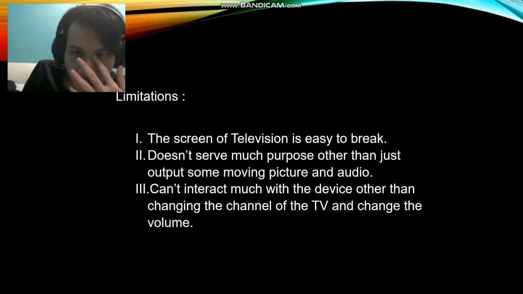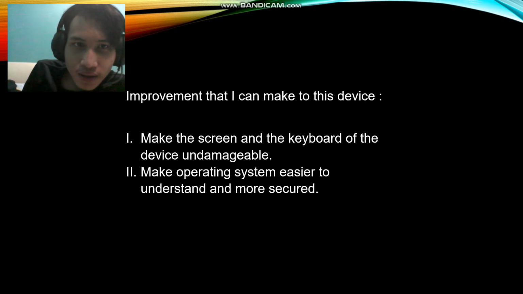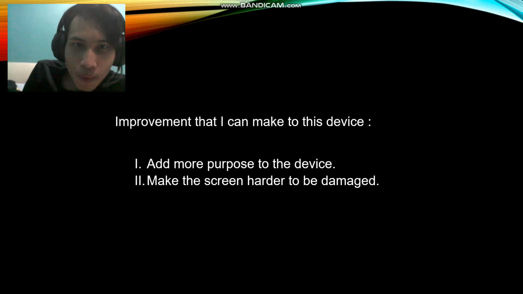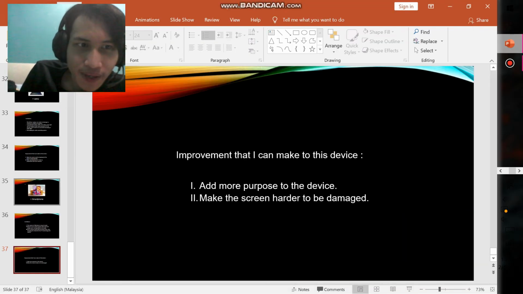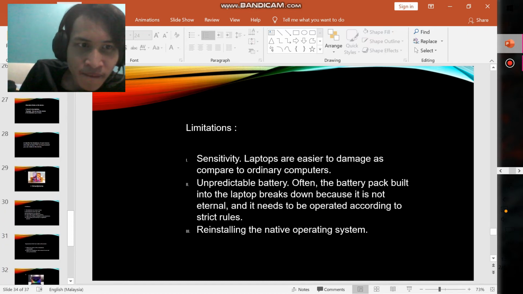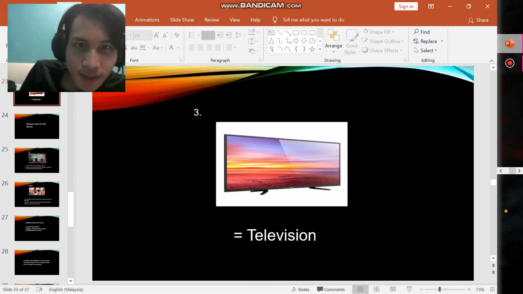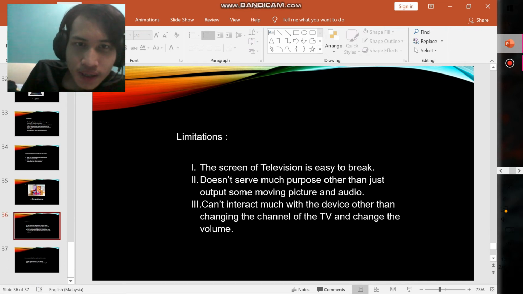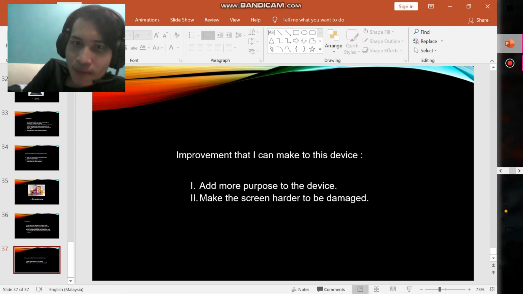Third device is television. Its limitation is the screen of the television is easy to break. It doesn't serve much purpose other than just output some moving picture and audio. Can't interact much with the device other than changing the channel of the TV and changing the volume. The improvement that I can make to the device is I can add more purpose to the device. I can also make the screen harder to be damaged.